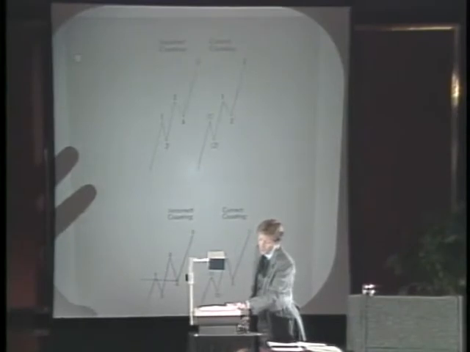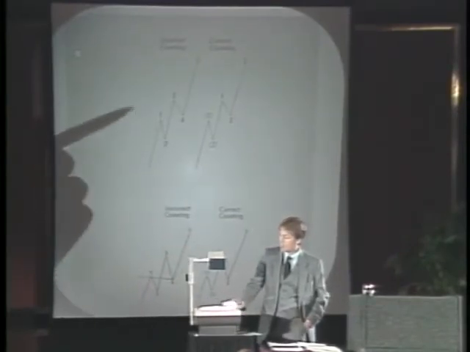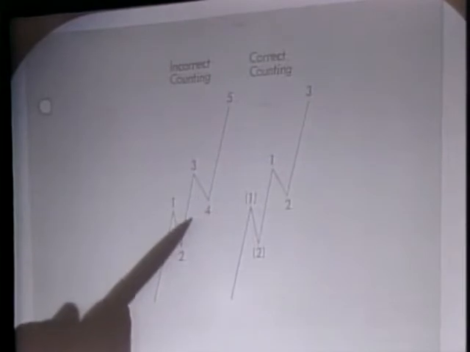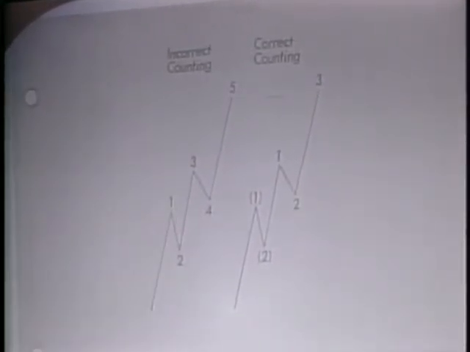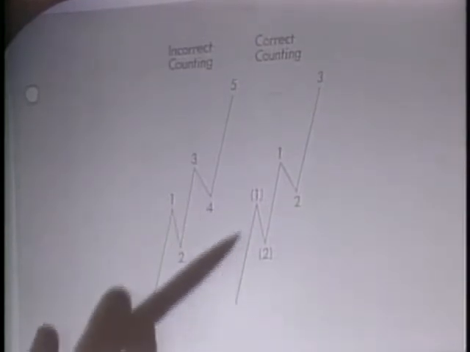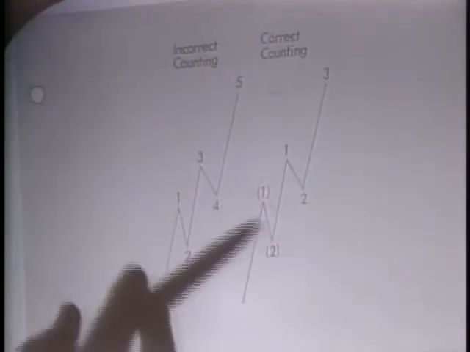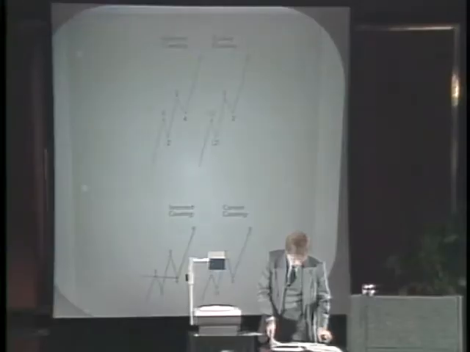Another rule is that the third wave can never be the shortest, and that's what the diagram at the top of this page shows. In this count, 1, 2, 3, 4, 5, wave 3 is shorter than waves 1 and 5. Doesn't have to be and, can be either or. Just can't be the shortest wave. And the best way to count this structure would be as an extending third wave, 1, 2, 1, 2, 3.